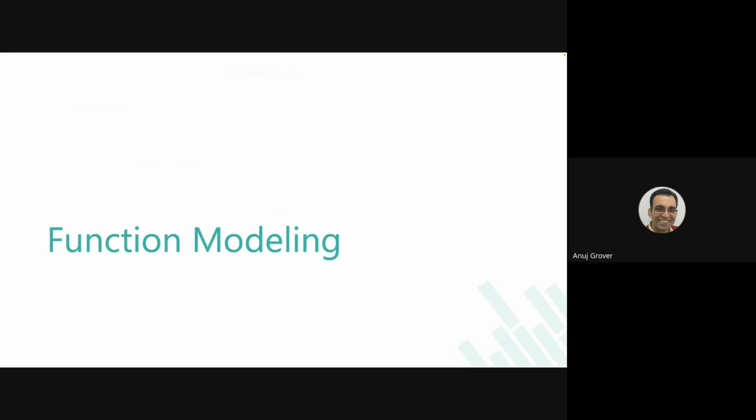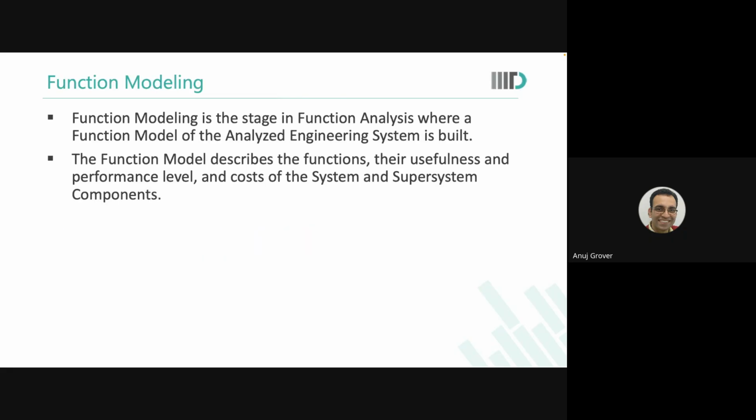Okay? So what is function modeling? Function modeling is a stage in function analysis where the function model of an analyzed system is built. ठीक है? ये साधारण इंग्लिश में बात हुई. A function model describes the functions, their usefulness and performance level, and costs of the system and supersystem components. Lot of keywords over here.